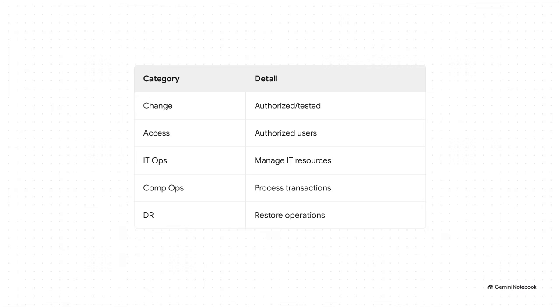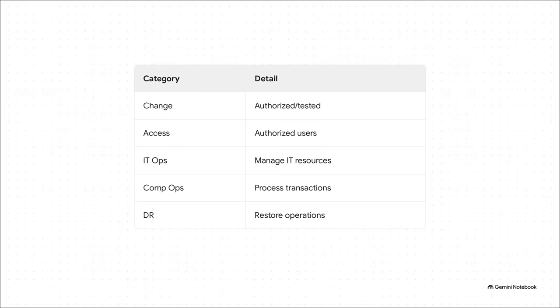Program change management ensures any changes to systems are properly authorized, tested, and approved. Access management ensures users are authorized appropriately. IT operations management manages resources effectively. Computer operations ensure transactions process correctly. And IT disaster recovery management ensures plans are ready for any disruptions.